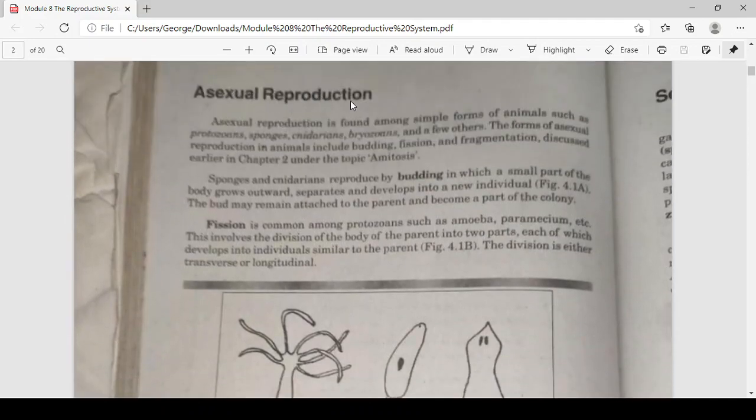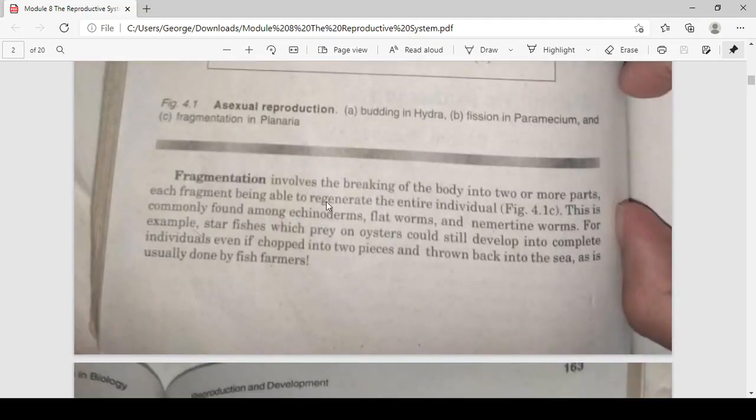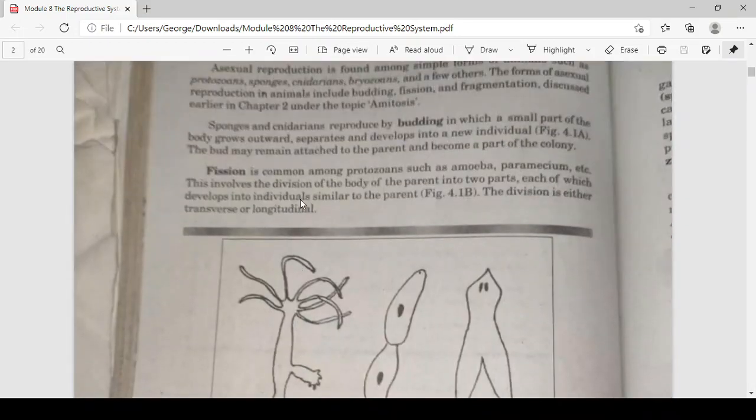So first, you have your asexual reproduction. Kids, asexual reproduction is found among simple forms of animals such as your protozoans, sponges, cnidarians, bryozoans, and a few others. You have three methods, kids, for asexual reproduction to occur. It is through budding, fission, and fragmentation. So first, budding, kids, discuss natin.